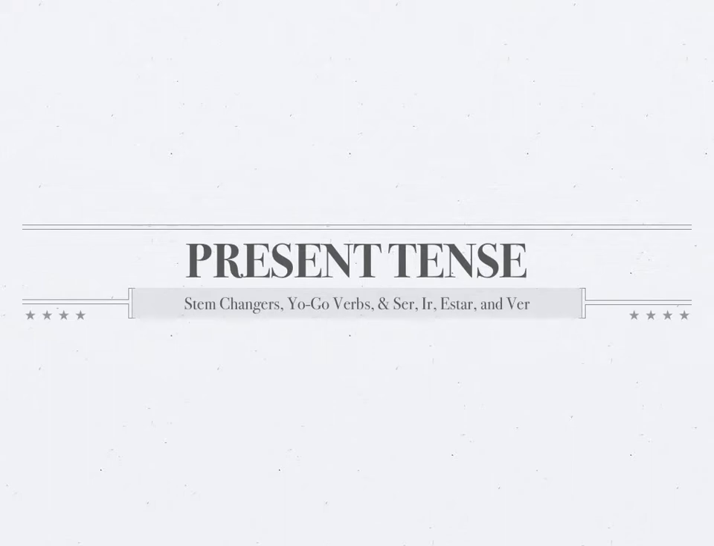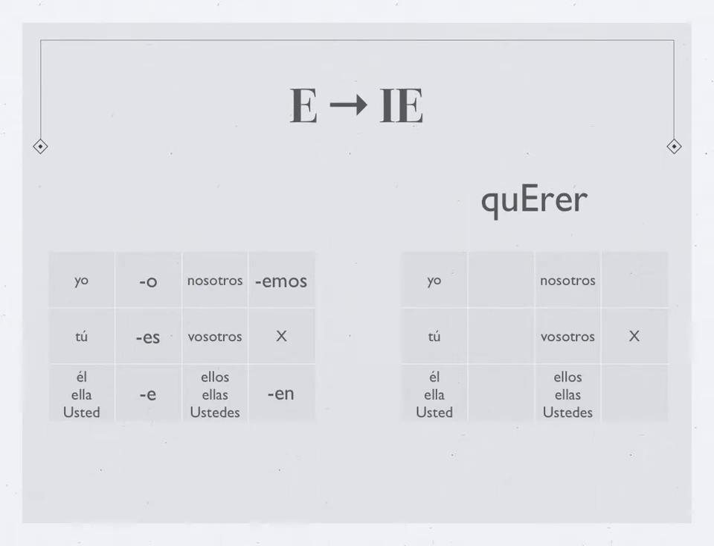Now we're going to learn about irregular verbs in the present tense, specifically stem changers, yogo verbs, and ser, ir, estar, and ver. First we have stem changers, or boot verbs. There are three different types, and the first is e to ie.